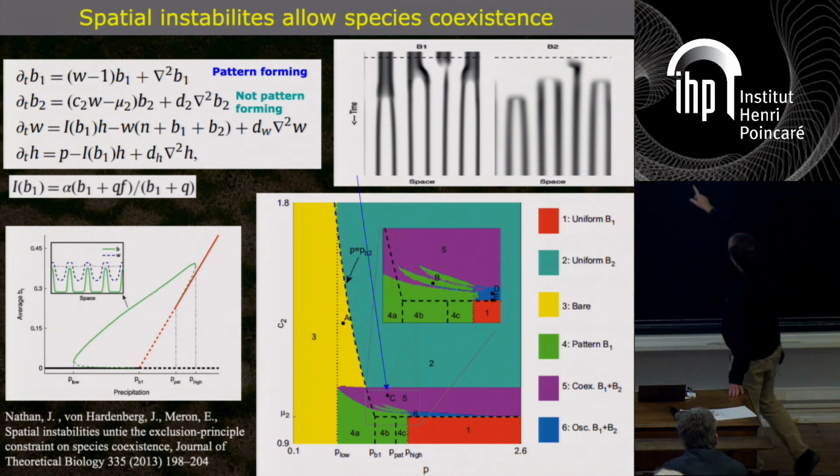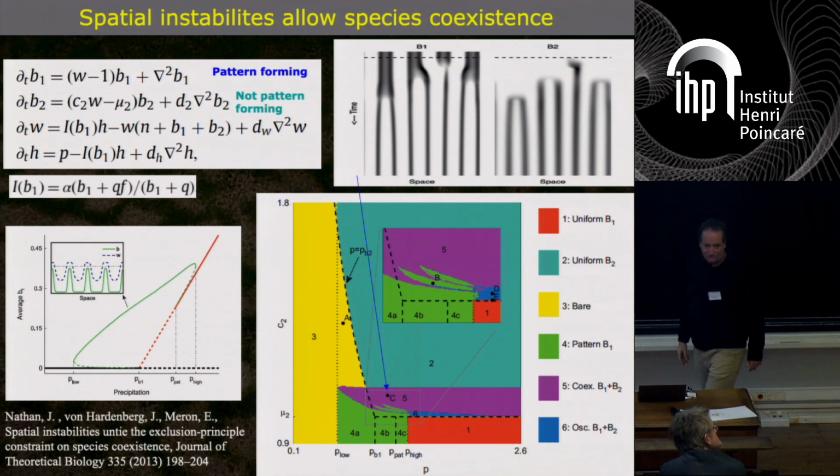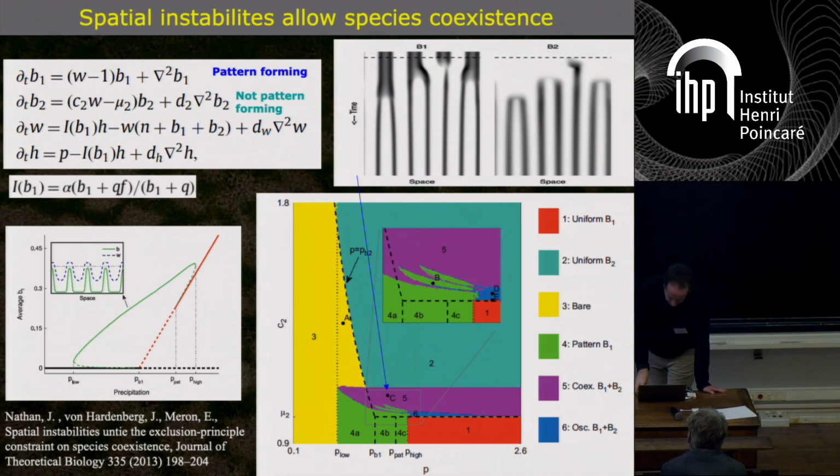But now you can see that due to the coexistence, there is a much wider range where they can actually coexist, which can go to much higher values of precipitation. Okay.